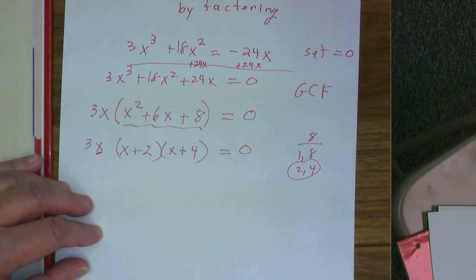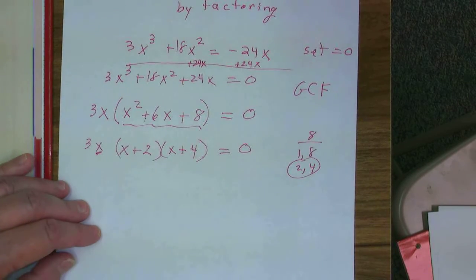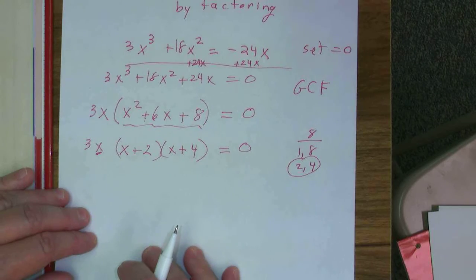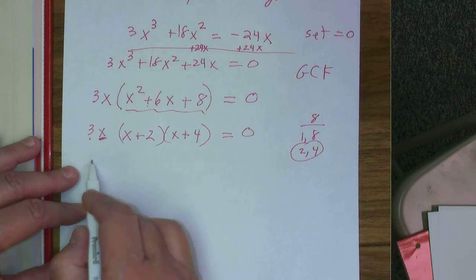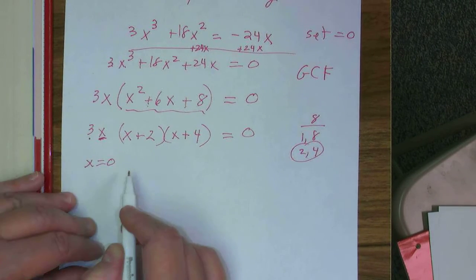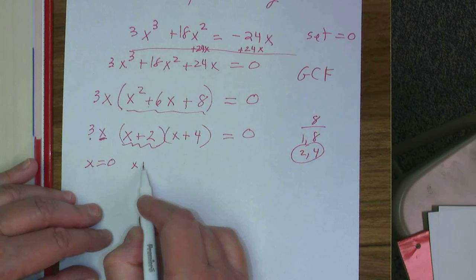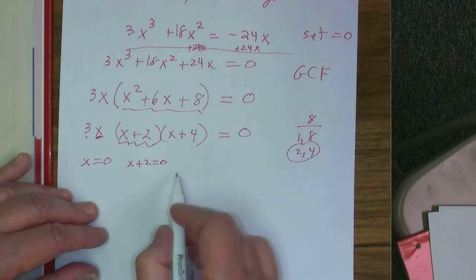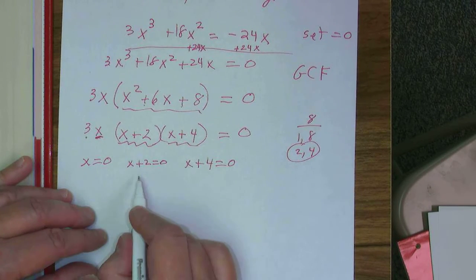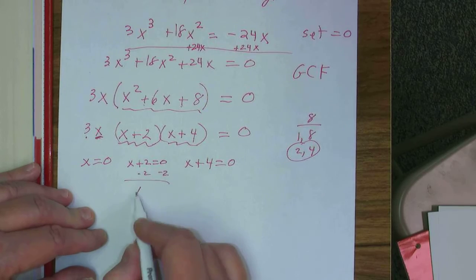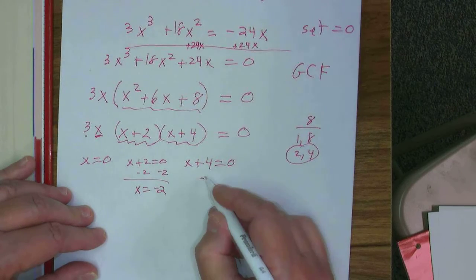Now, you have this factor. Remember, the zero product property says if things are multiplied together to give you 0, something has to be 0. Well, 3 can't be 0, but x can be 0. That's one answer. x plus 2 can be 0. x plus 4 can be 0. So we subtract 2. We get x equals negative 2. We subtract 4.